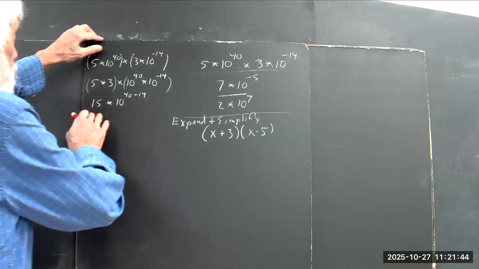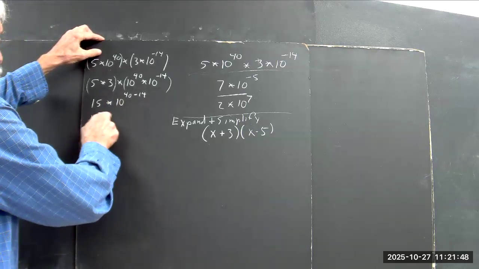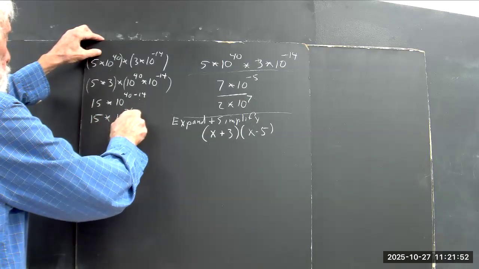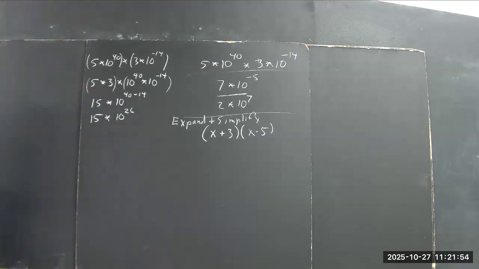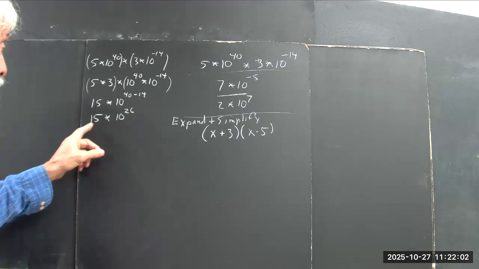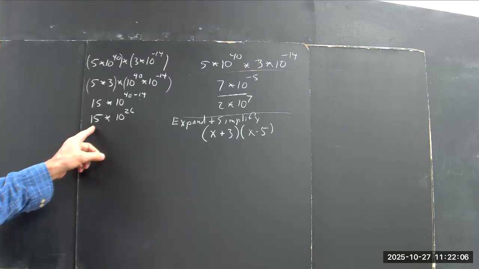Okay. 15 times 10 to the 40 minus 14. Well, all we got to do is subtract 14 from 40. That's 10 to the 26th. Now, this is not yet in scientific notation, because in scientific notation, you have to have the number out front between 1 and 10. It can't be 10. It could be 1. Okay?